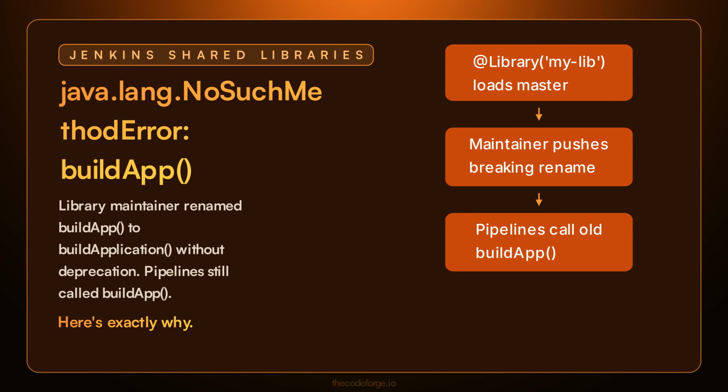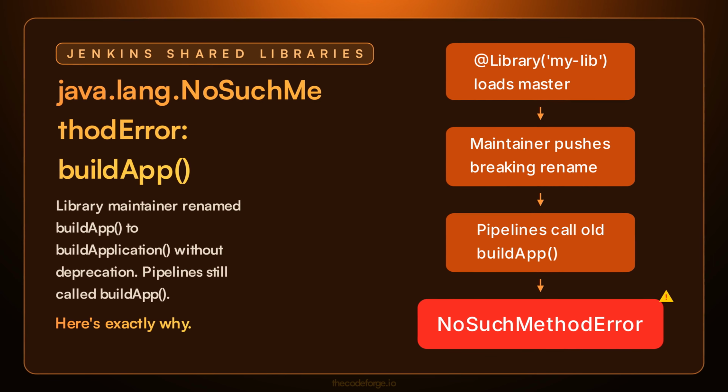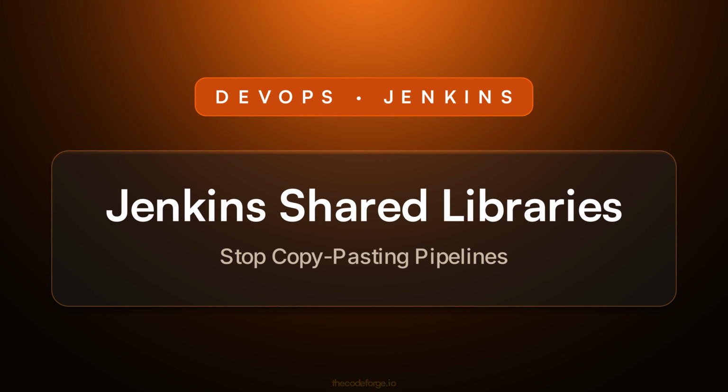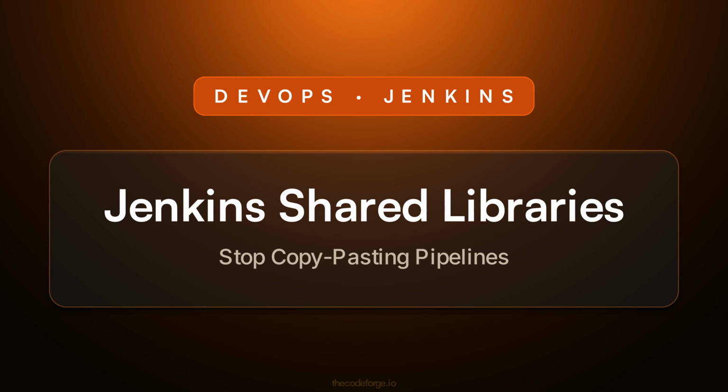All pipelines using buildApp crashed with no such method error. The library maintainer renamed it without warning, and no version pin was used. Let's break down Jenkins Shared Libraries, how it works, and the exact mistake behind that failure.